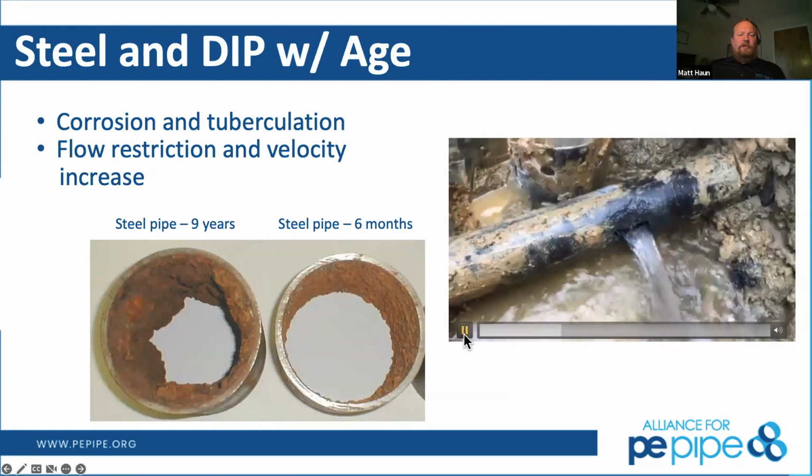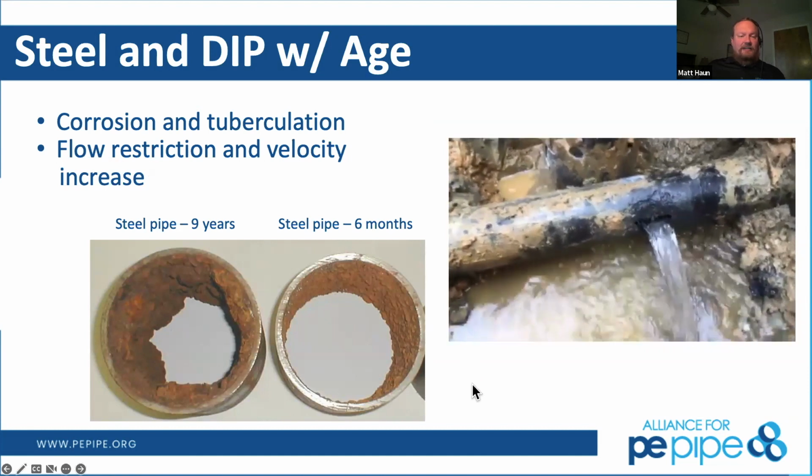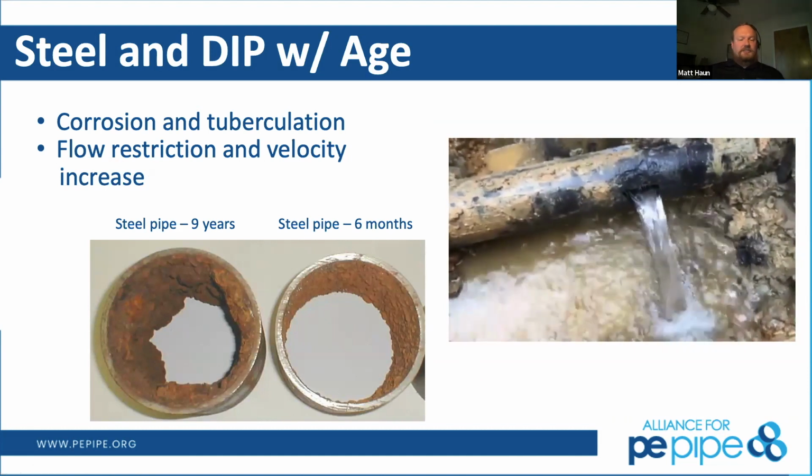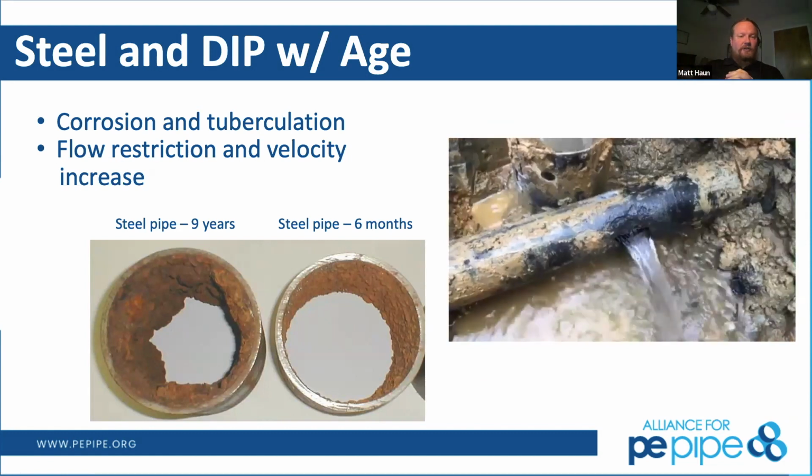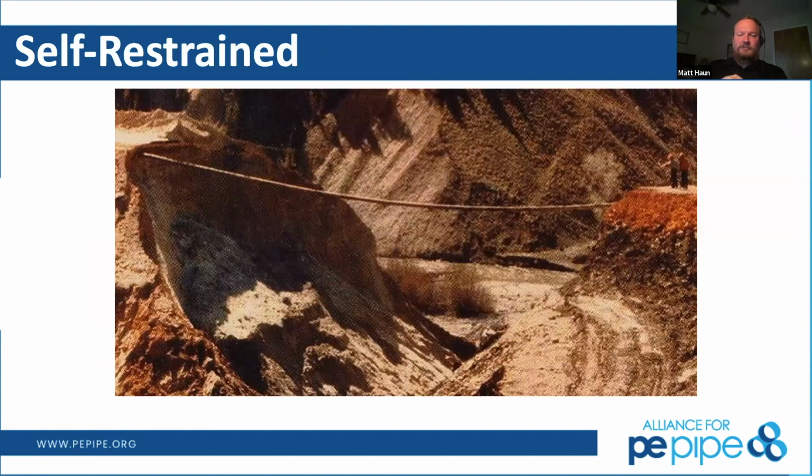The problem with the different methods of corrosion on metallic pipes is that they can lead to tuberculation, or tuberculation can lead to them, where you're getting a constriction on the flow, or the velocity may increase within the pipe, which is a little more volatile when you're dealing with pressures and stresses on the material itself. Polyethylene itself is a self-restrained product. That means you don't have the bell and spigot connection, so you're not worried about separation in the same situation.